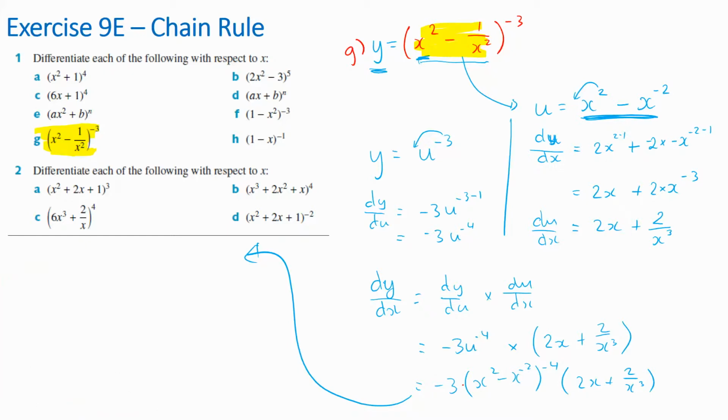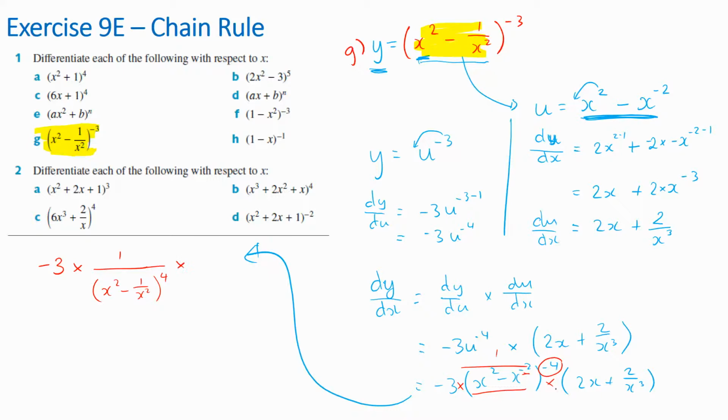So, remember, this is negative 3 times. Now, notice this is the power of negative 4. So you can write it as a positive power by writing 1 over this entire bracket with the power of 4. So I'm going to write it out. It's negative 3 times 1 over the entire bracket, x squared minus 1 on x squared. So I don't like that negative power. And that's to the power of 4. See, instead of it being a negative 4, I've now made it 1 over that, and it's positive power.